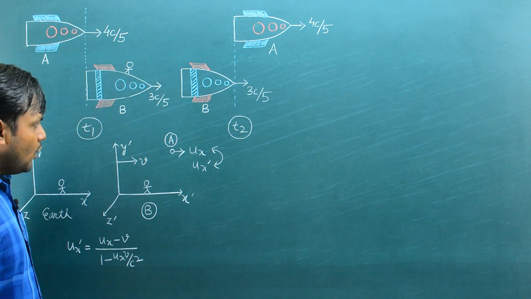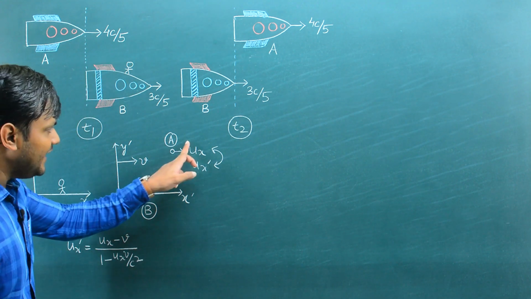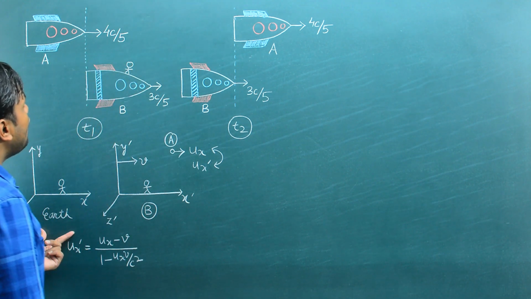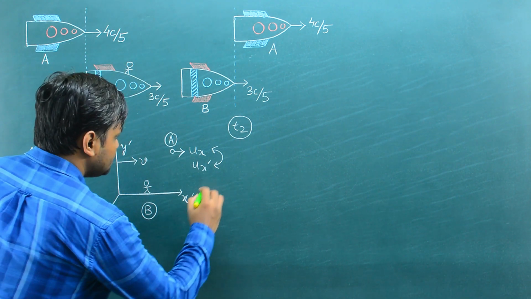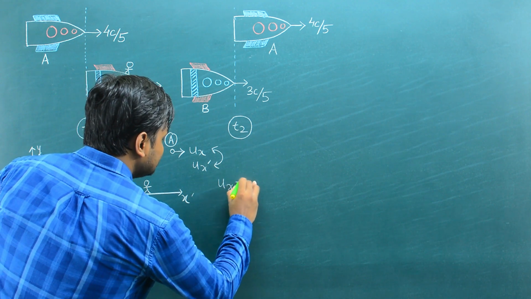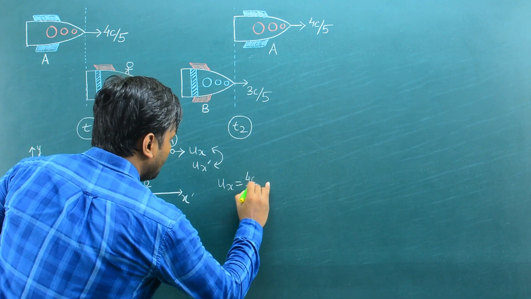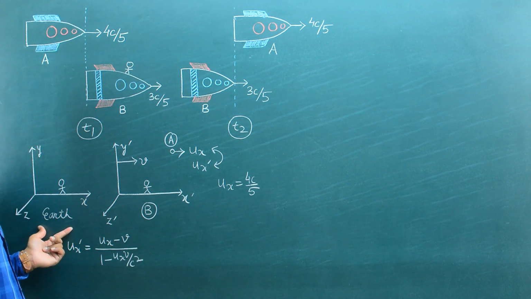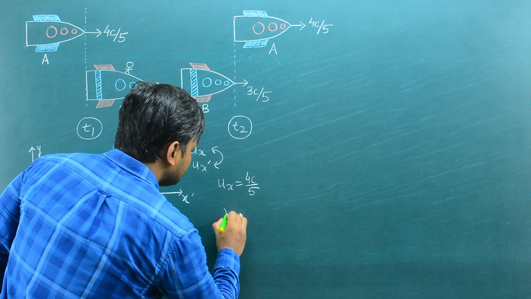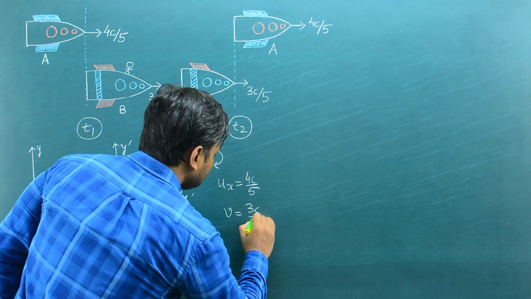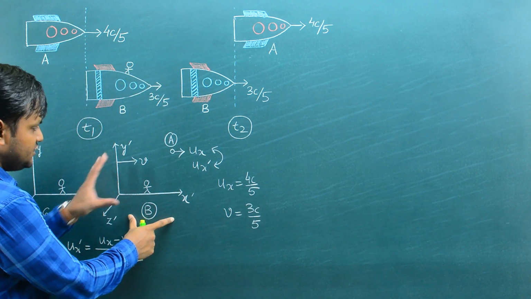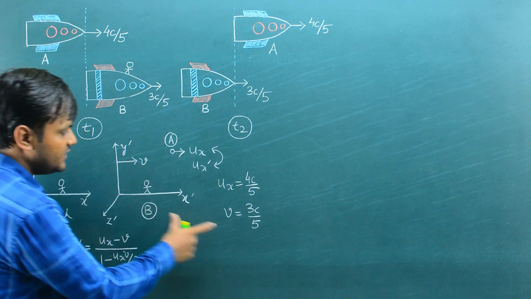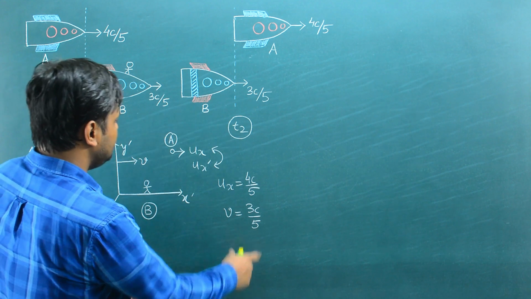So what is the speed of A with respect to the Earth? It's already given to us: 4c upon 5. So we have ux equal to 4c upon 5. What is the velocity of B with respect to the Earth? Already given to us: 3c upon 5. So the velocity of B, which is the second frame of reference, with respect to Earth or the ground frame of reference, is v, which is given to us as 3c by 5.